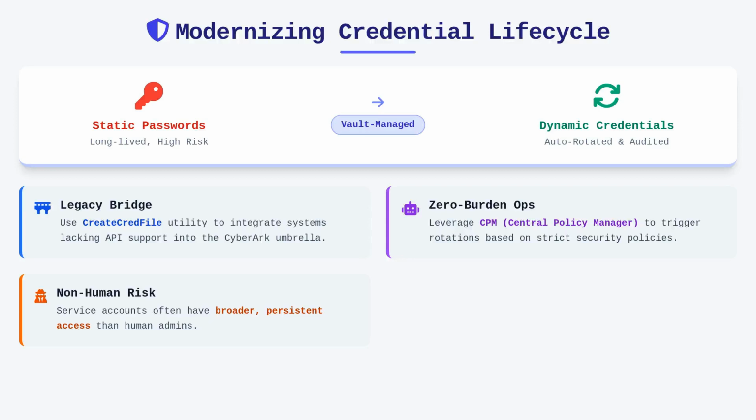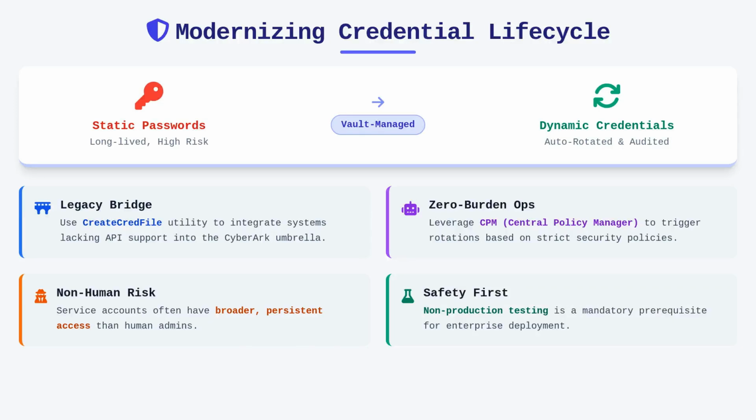By mastering the command line arguments of the Create CRED file utility and understanding how the Central Policy Manager triggers rotations based on defined policies, you ensure that service account management does not become a manual burden.